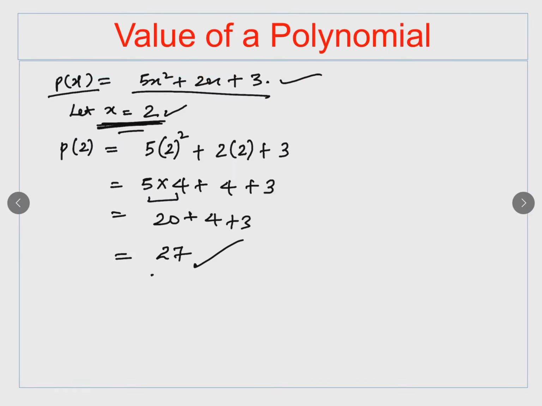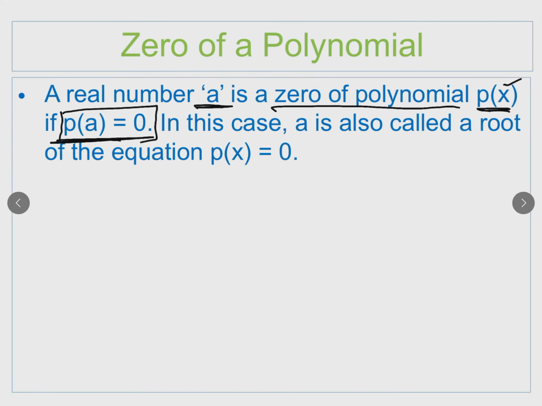Like in this case, we got the value of the polynomial as 27. So 2 is not a zero of this polynomial, because at 2 its value is not equal to 0. But if you put a value of a such that the result of p(x) becomes equal to 0, that means that value will be called the zero of that polynomial. Okay, let's understand this with an example.